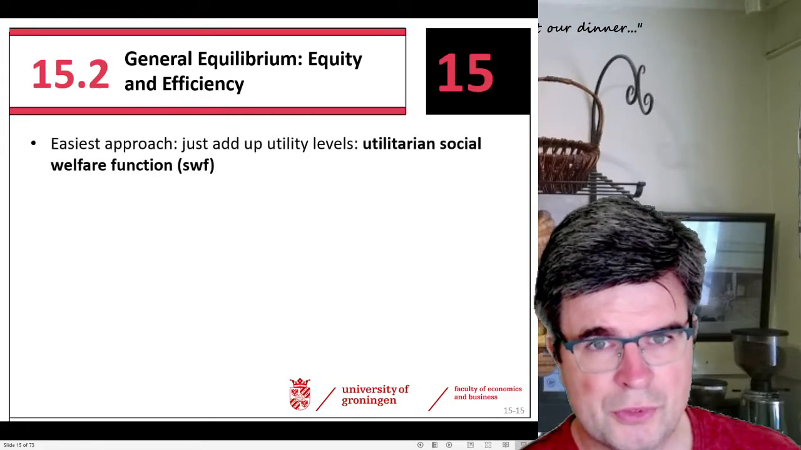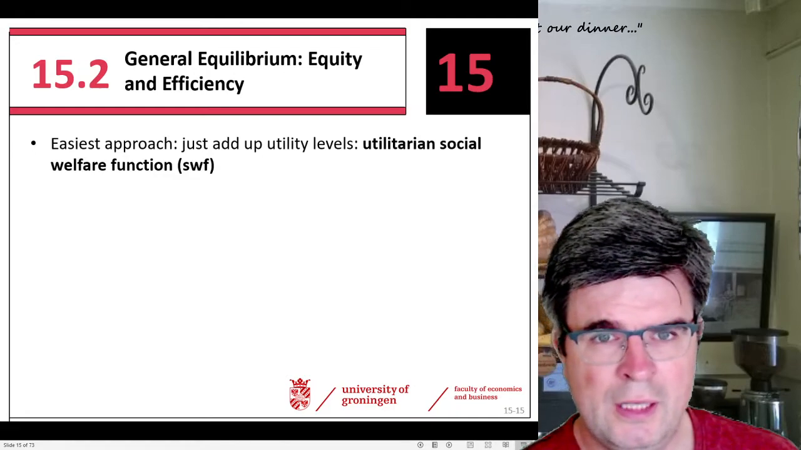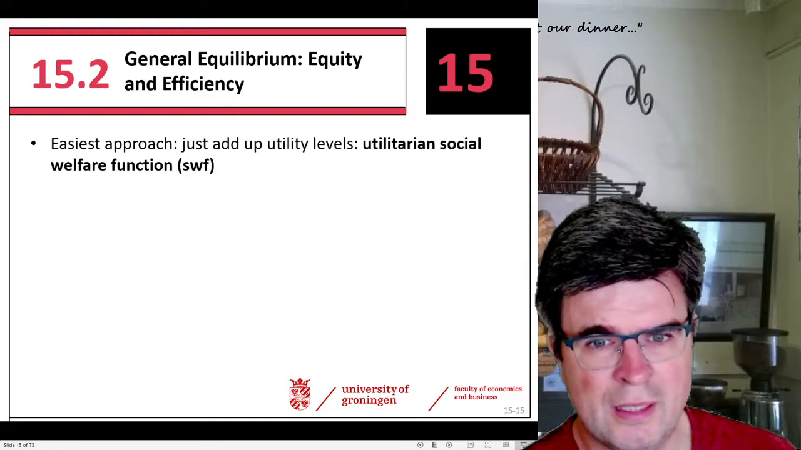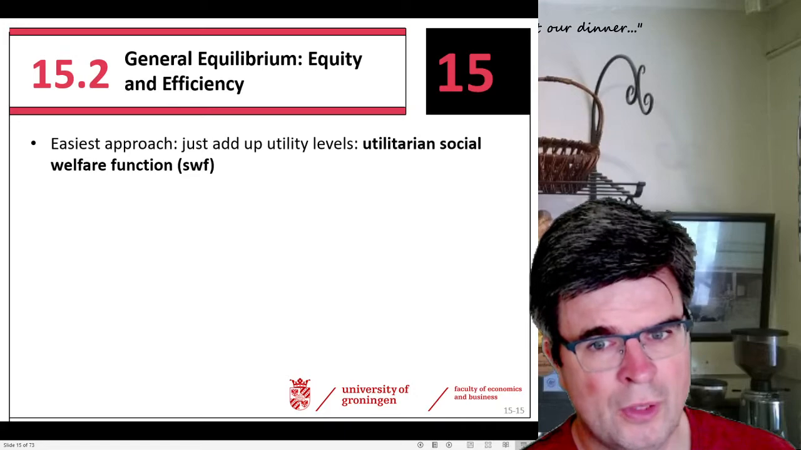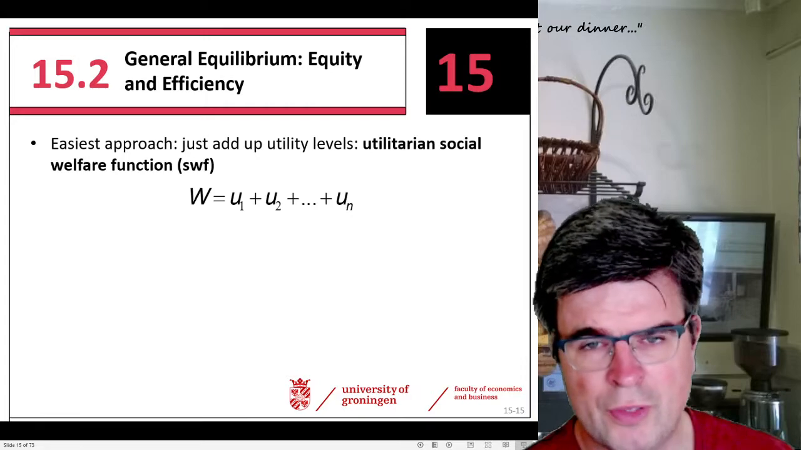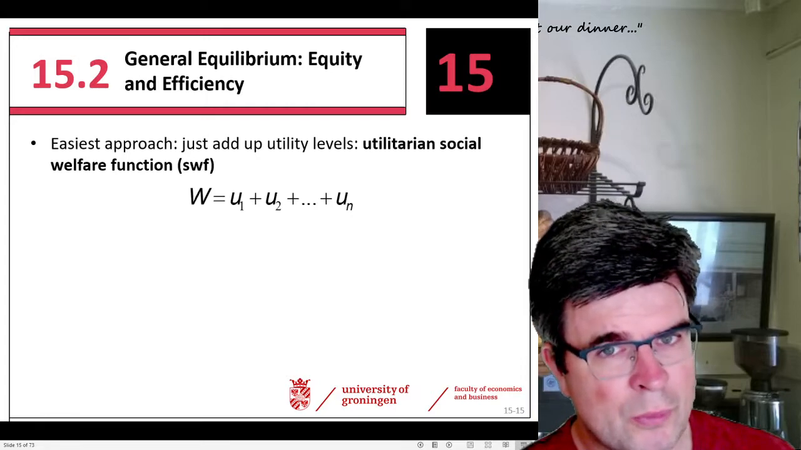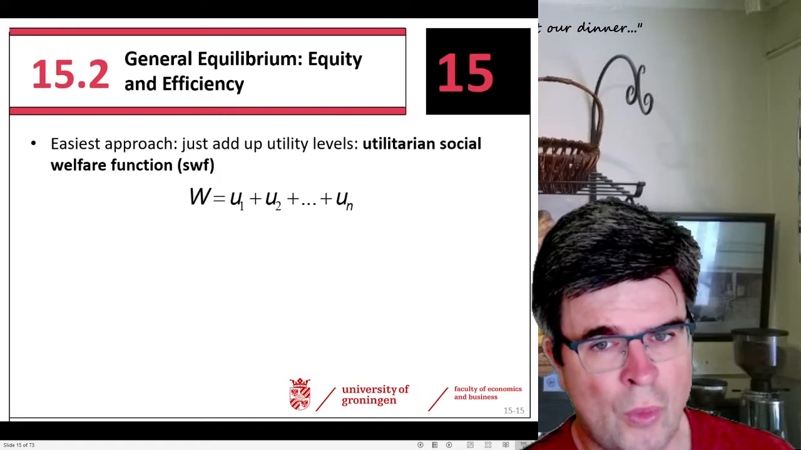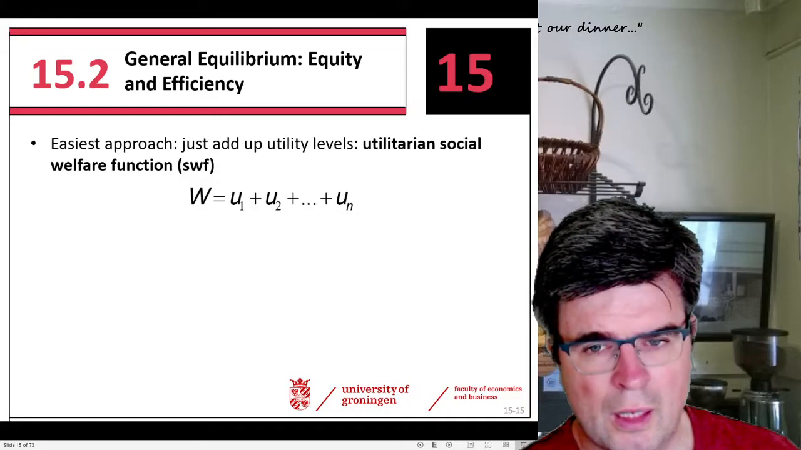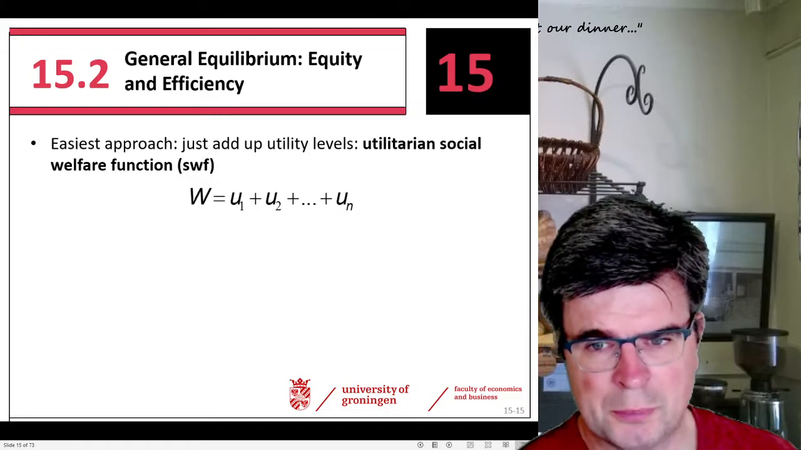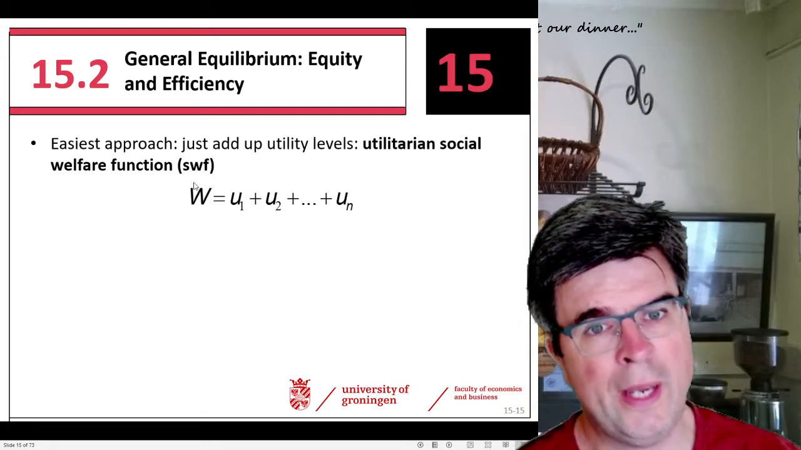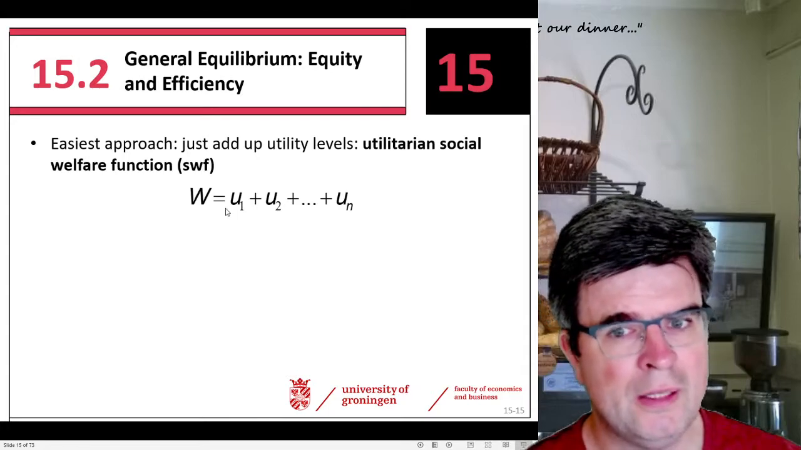There are different approaches that we can use here, and the easiest thing to do, at least conceptually, is to just add up the utility levels, and then you arrive at what is called a utilitarian social welfare function. That social welfare function, W, is very simply the aggregate utility of all individuals in society. And notice that in this expression, all people in society are weighted equally. Everyone is equally important.